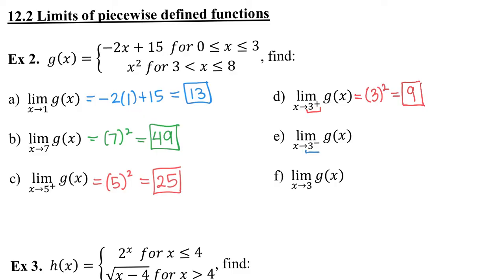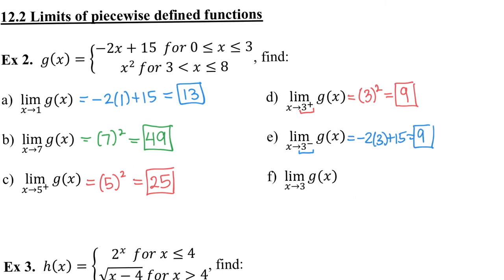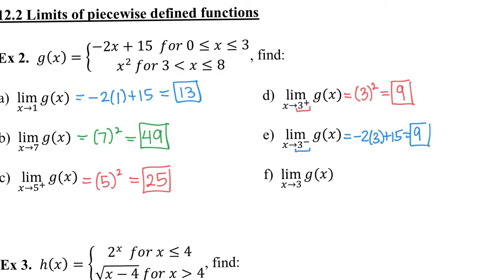Okay, now if I approach 3 from the negative side, remember, I don't care what actually happens at 3, but let me imagine if I was coming at it from the 2.99999 side, I would be in this domain, which means I would be using this expression. Negative 6 plus 15 happens to also be 9, even though I was using a different equation.